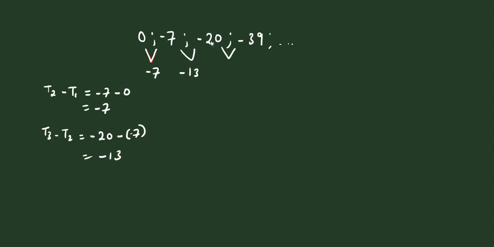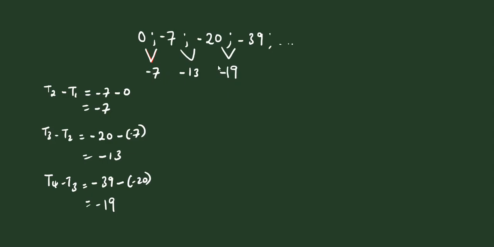Then you say right minus left. What is this? It is t1, 2, 3, 4. This is t4, right? You're going to say t4 minus t3. So you're going to have negative 39 minus negative 20. Negative 39 minus negative 20 will give you negative 19. Then you write it here.